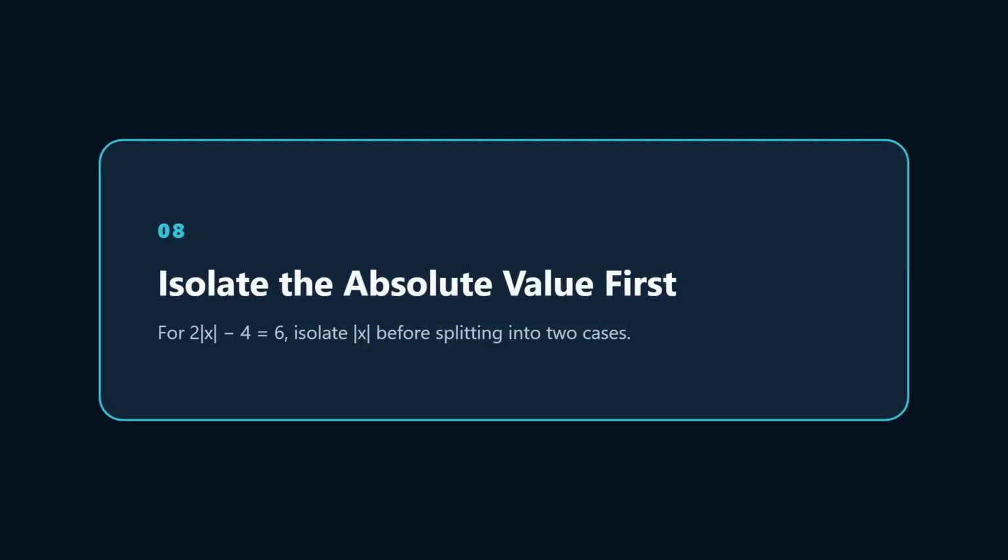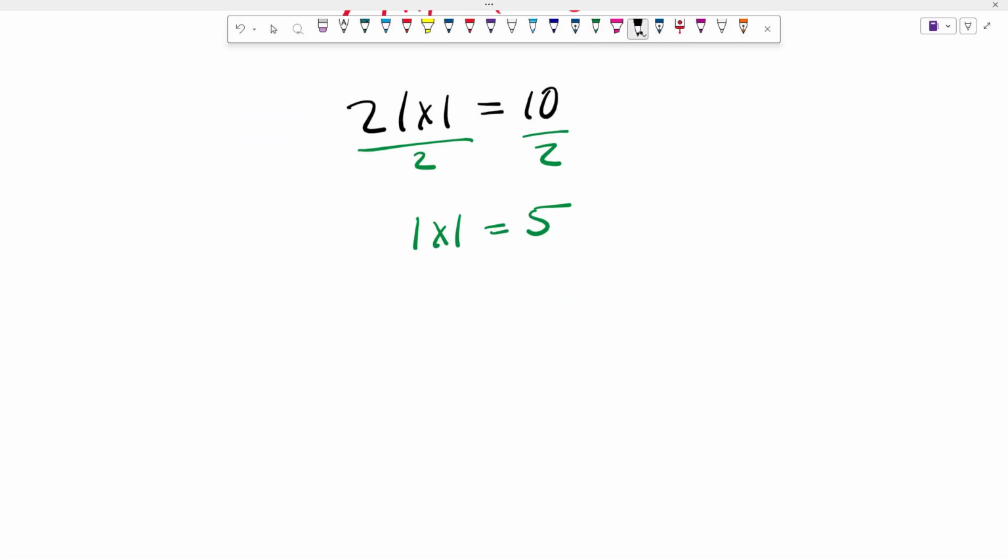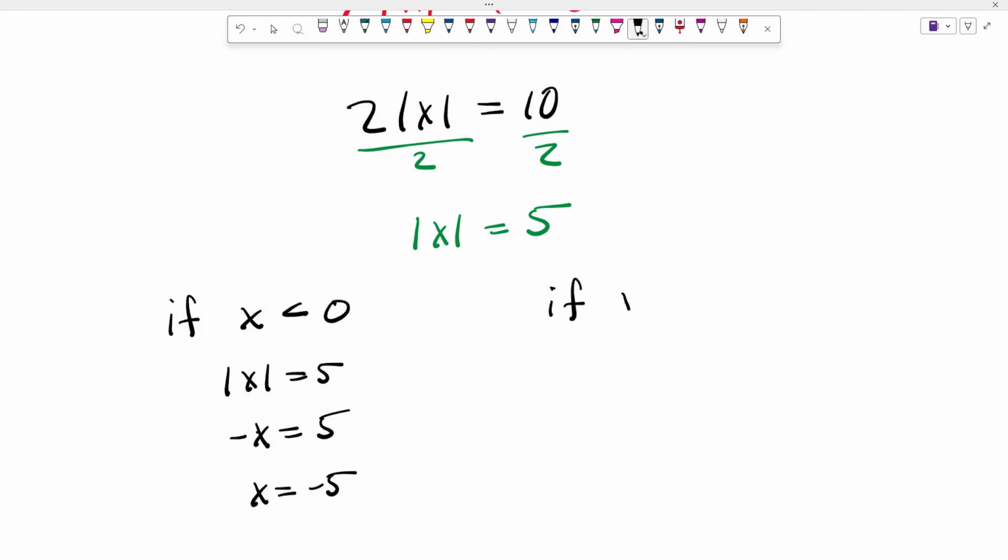Okay, we solved the first. Before we get to the definition, what do we have to do first? We have to get the absolute value all by itself. Add 4, we get 10. Divide by 2, we get 5. And then we split it up into 2 cases. Greater than or equal to 0, the absolute value of x is x, and the solution is 5.